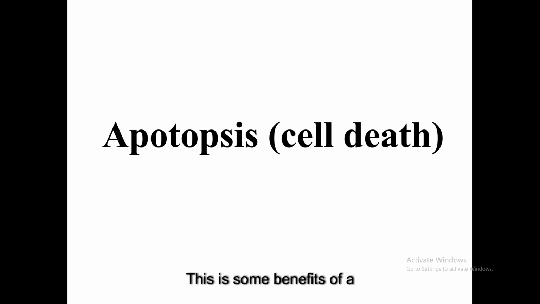These are some benefits of apoptosis. We can take an example like the loss of the tail of a tadpole when it develops into a frog. So this is one example of apoptosis. In today's tutorial, we will discuss in much more detail the apoptosis pathway.